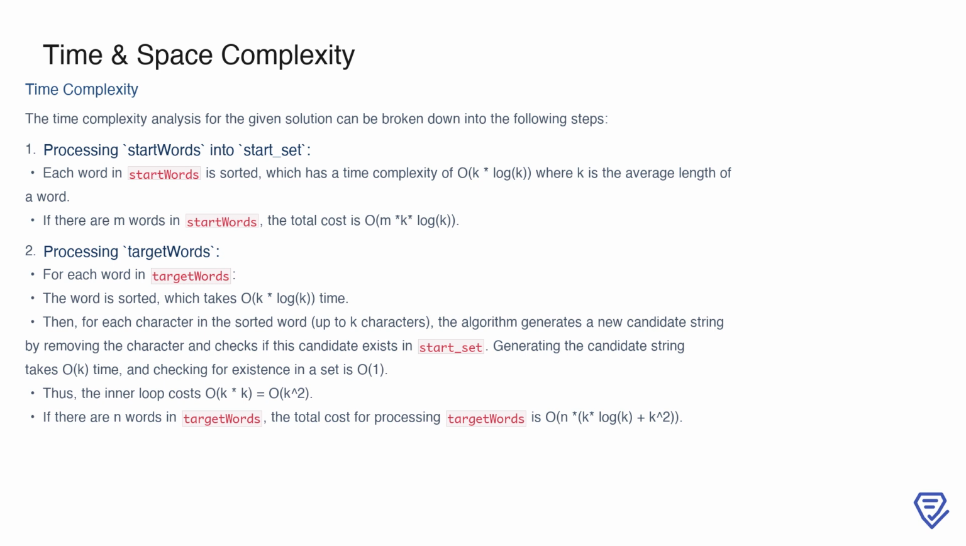Next, we process the target words. For each word in target words, sorting it costs k*log k, and for each character in the sorted word, we generate a new candidate string by removing that character. This generation step costs k, and checking if the candidate exists in the start_set is an O(1) operation because sets provide constant time lookup. Since there are k characters in the word, the inner loop costs k squared. With n words in target words, the overall cost for processing them becomes n*(k*log k plus k squared).